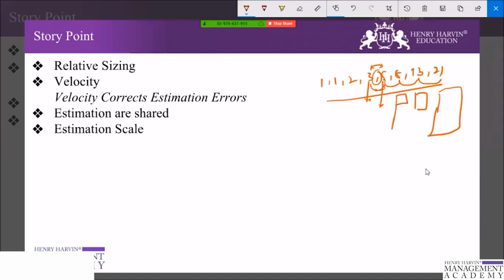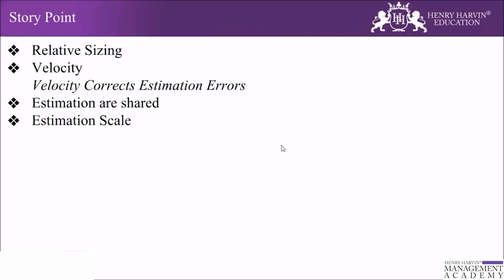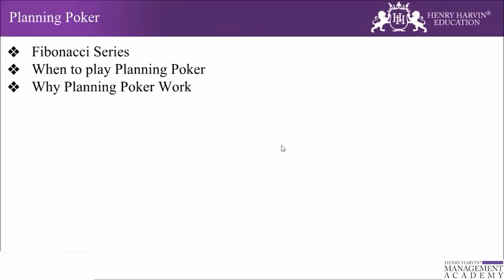But if we say the story is 4 or 5, there is a debate. 5, 6, 7, there is a debate, but with these numbers there is no debate. Either it will come on the 8 or on the 13. Either it will come on the 3 or on the 5. Either it comes on the 5 or on the 8. So that gap gives us complete visibility of how much work actually needs to be estimated. That is the reason we use the Fibonacci series in estimating the size of the project.